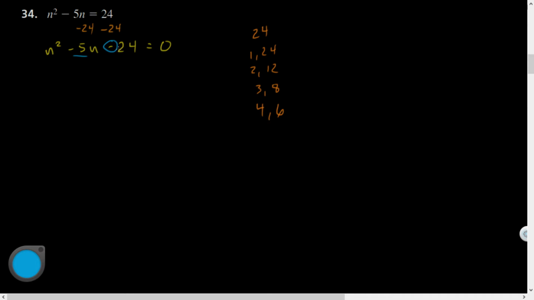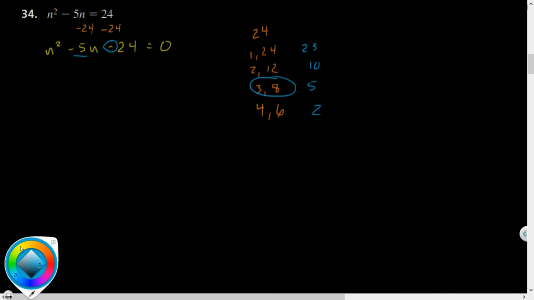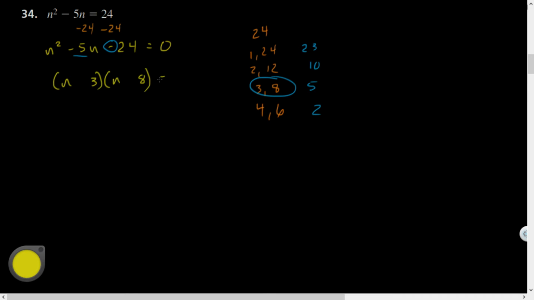Yeah, the difference, because the C term is negative, so this has a difference of 23. Here's a difference of 10. Here's a, oh, there we go. So a difference of 5. So my factors are going to be an n with a 3 and an n with an 8. And this is still equal to 0.